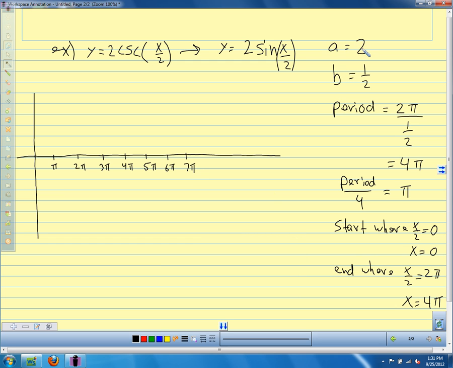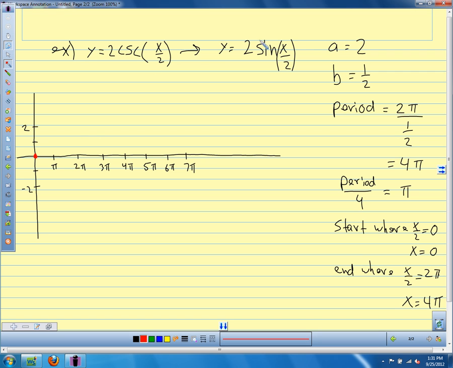And I know that my amplitude is 2, so I have to go up here and down here by 2 units. So here's 2 and here's -2. So now we're ready to start graphing. The sine function, where does sine start? At 0. If I'm at x equals 0, sine starts at 0. I'll put that in red.